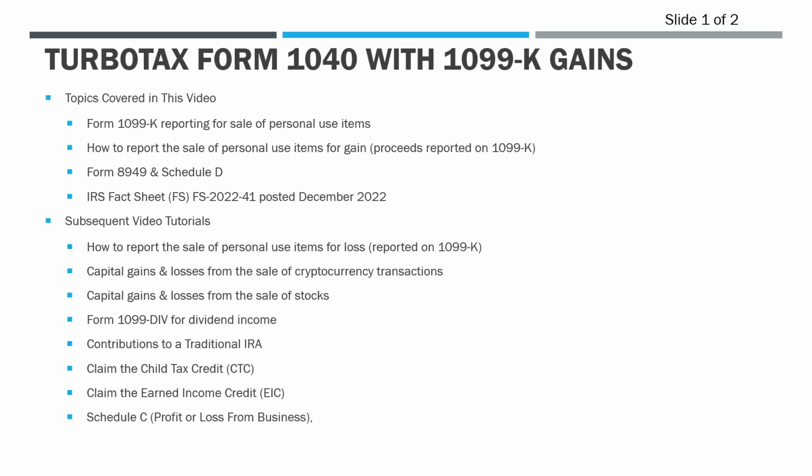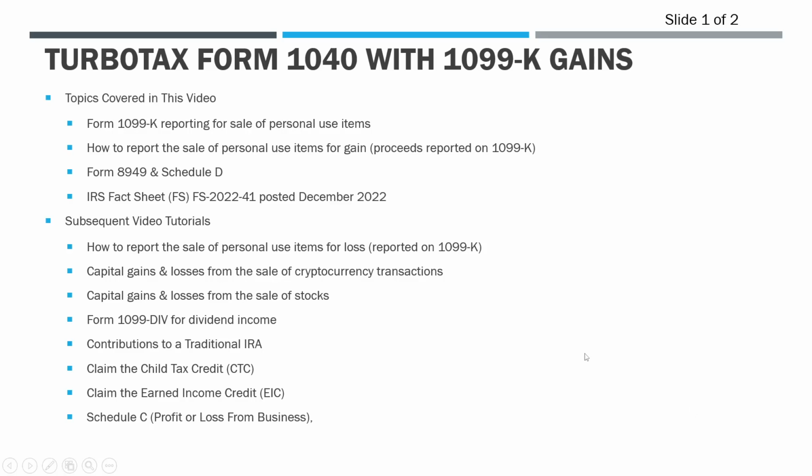Okay, and so the first video is going to address the gain reporting, and then the second one will be a sample fact pattern where John sold something at a loss. So ultimately, the sale of personal use items are going to be reported on Form 8949 in Schedule D. And then we'll also take a quick look at the IRS fact sheet 2022-41. This was posted last year. And the reason why this is important is because this is where the IRS has provided some guidance on these issues and how to report the items on your return.